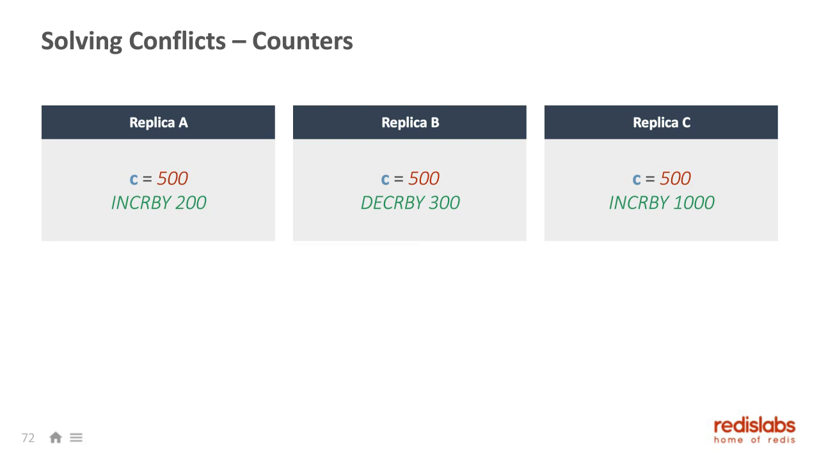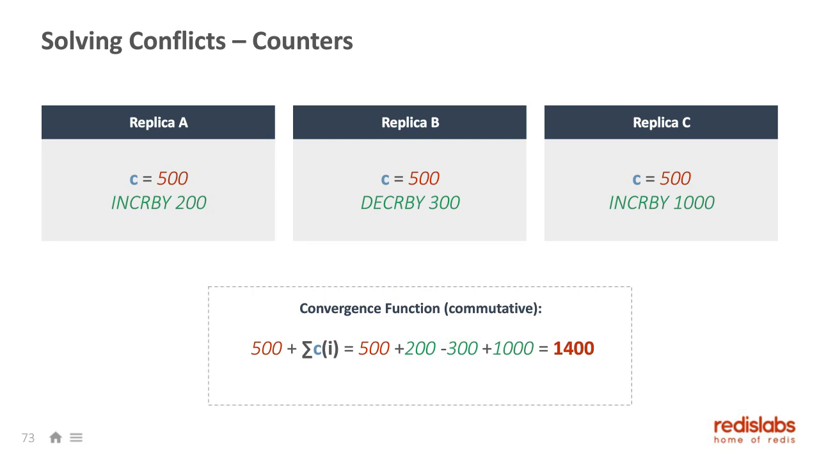So what is the conversion function going to be? It's quite easy. It's just a sum of the operations. So plus 200, minus 300, plus 1,000 is plus 900. So we go from 500 to 1,400. So all replicas will see eventually, strong eventual, actually, the 1,400.